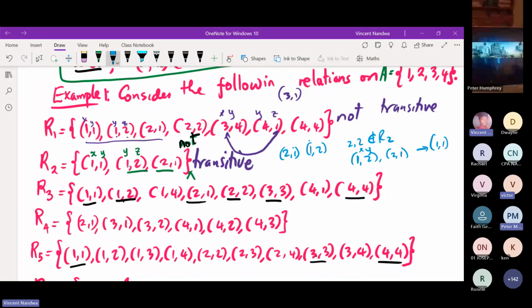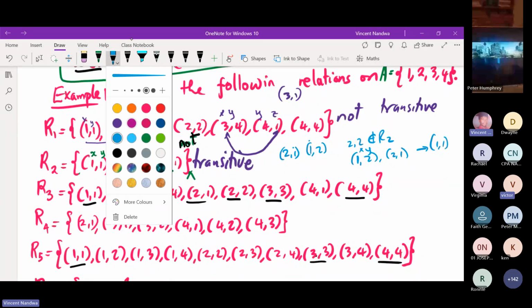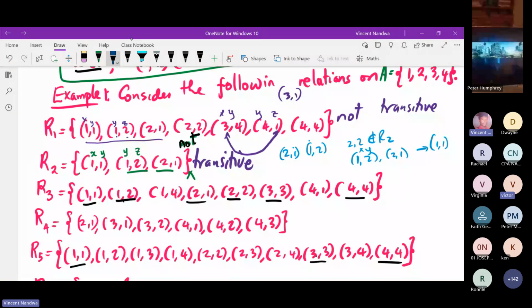So having 1, 2 and 2, 1 giving 1, 1, which is there, does not mean that is enough. If we have one that satisfies x, y and y, z but doesn't satisfy x, z, then this relation is not transitive. So R3, is it transitive or not transitive? It is not. What is the reason? If you say it's not, then produce two pairs which satisfy x, y and y, z, and there's no x, z.